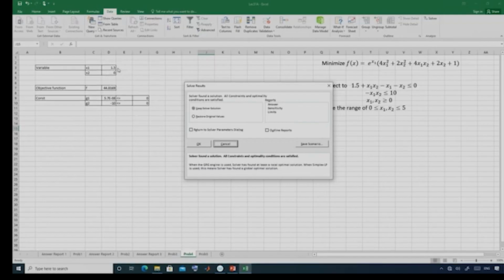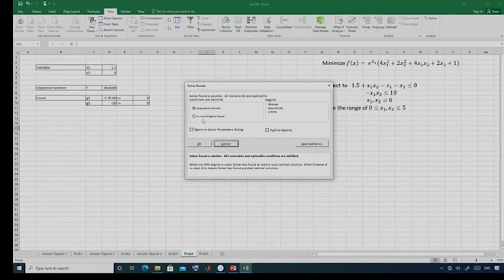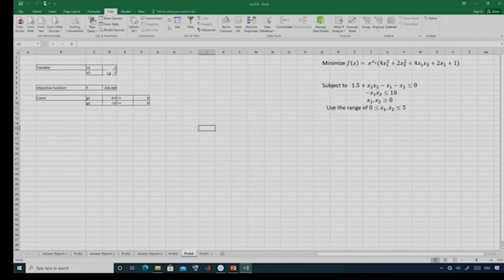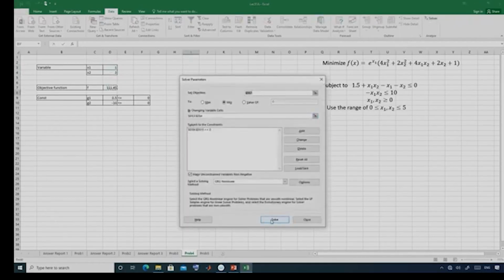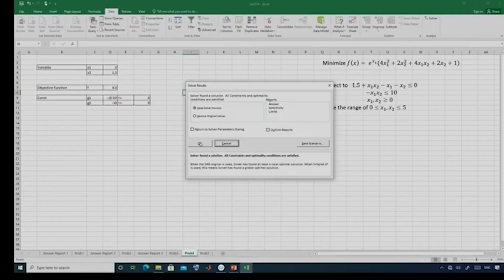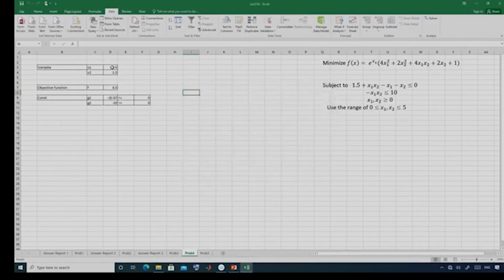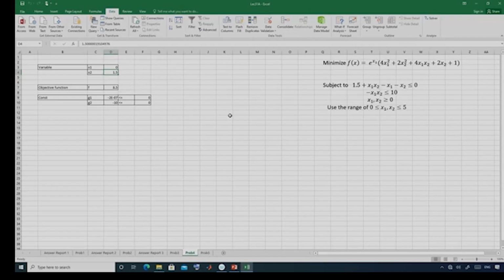You are getting 1.5 and 0, but the Excel solution is 0 and 1.5. So, then what will I do? I will put this as 3 and this as 1, and then solve it and see whether I am getting it. Yes, this time I am getting the solution, and the solution is 0 and 1.5. So, this particular problem is difficult to solve using the classical optimization technique.